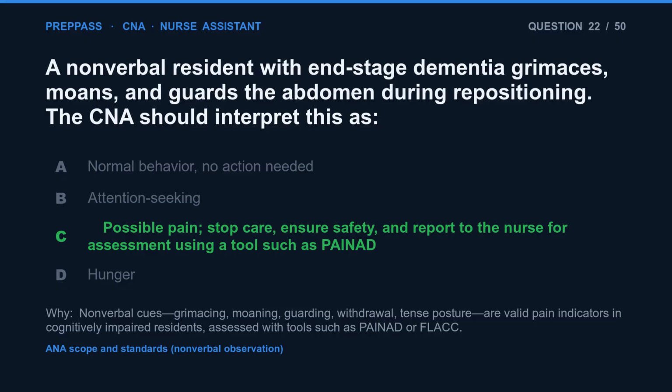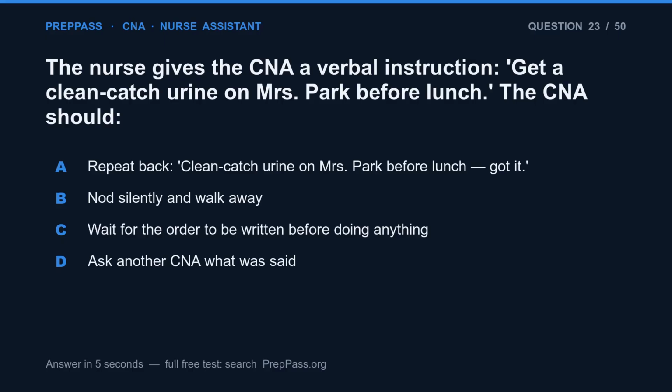The correct answer is C. Nonverbal cues, grimacing, moaning, guarding, withdrawal, tense posture, are valid pain indicators in cognitively impaired residents, assessed with tools such as PAINAD or FLACC.